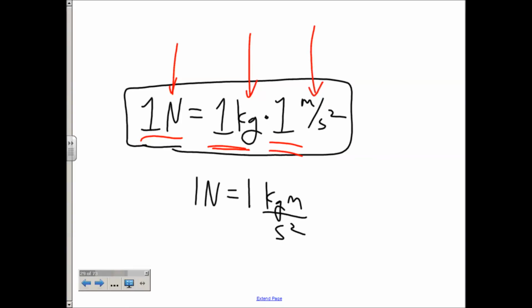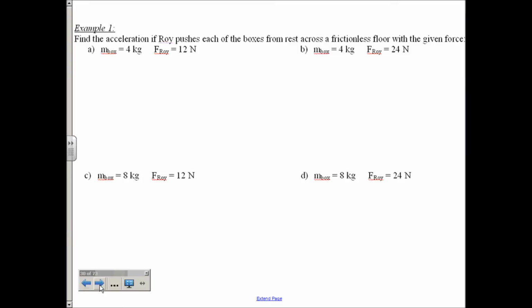Okay? So now moving on to the next example. It says find the acceleration if Roy pushes each of the boxes from rest across a frictionless floor with the given force. So I'm going to do each of these examples in a different color. First example says you've got a 4 kilogram box. From now on, I'm going to write the mass of the box inside it. So there's your mass. In this one, we've got Roy pushing it forwards with 12 newtons.